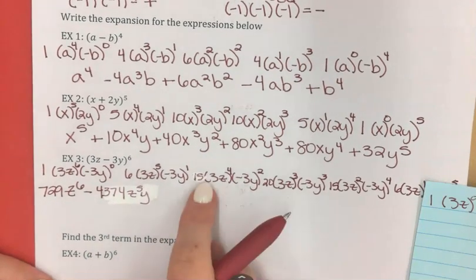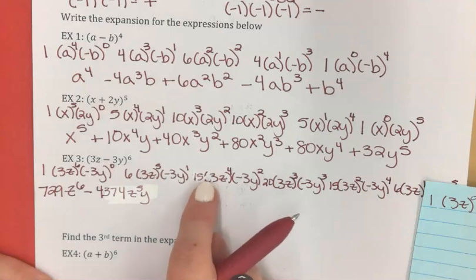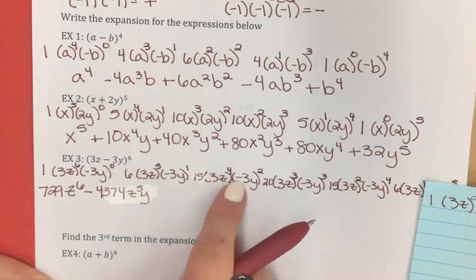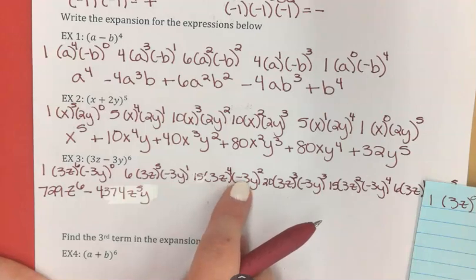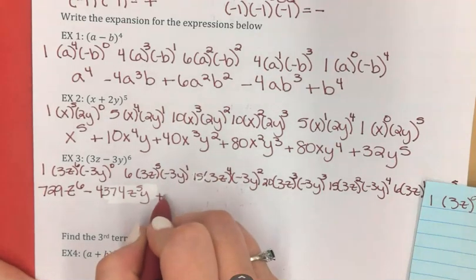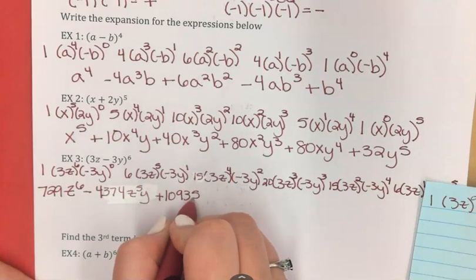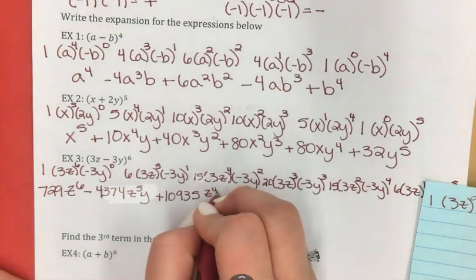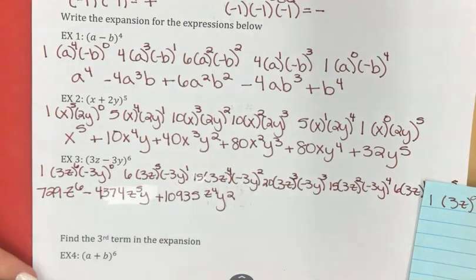Moving on to the next term, I've got 15 in the front and then 3z to the 4th, which means 3 also has to be raised to the 4th power, and then negative y squared. So squaring this is going to give me a positive 9. I'm going to have 9, 15, and then 3 to the 4th power is going to give me 81. So 15 times 81 times 9 is going to give me 10,935. And I've got z to the 4th y squared. There's my third term. And I'm running low on time, so I'm going to pick this up in the next part of the video.